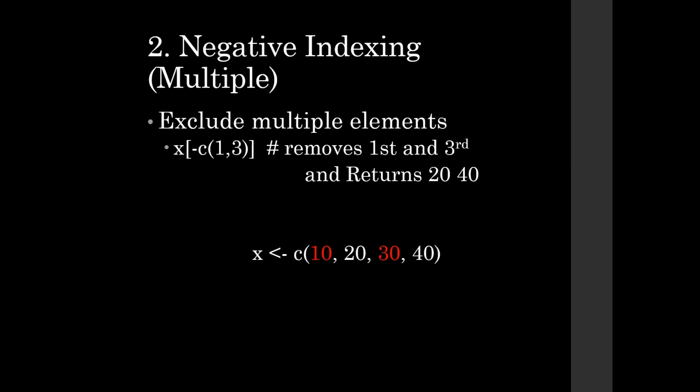You can also exclude multiple elements, and here you will, as before, use a vector of values, but just before the vector, you will write a negative sign. So this negative sign will exclude all the elements in the positions given in the vector. So x square brackets, negative sign, and then 1 and 3 combined through the c function will remove the first and third element, that is 10 and 30, and will return 20 and 40.